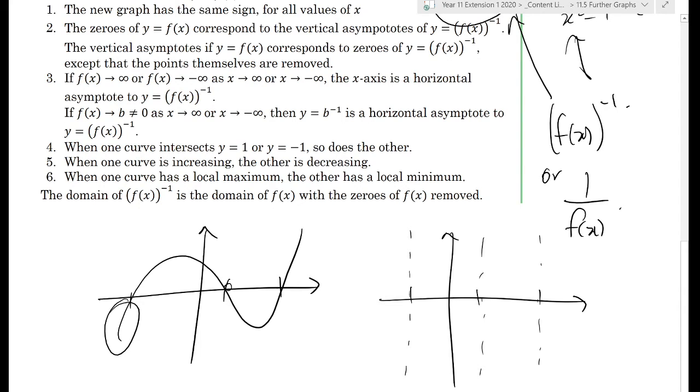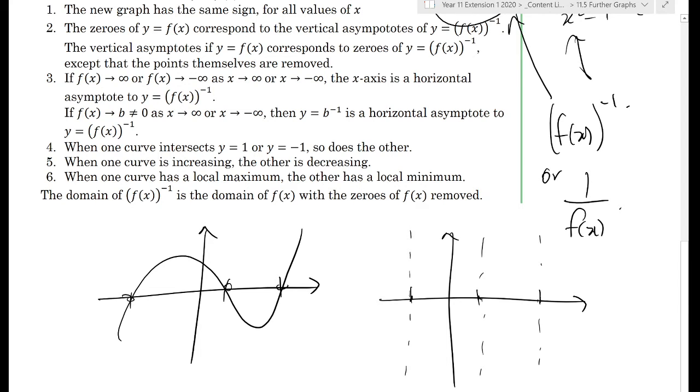So here are my zeros, 1, 2, and 3. Okay, so that corresponds to my vertical asymptotes, 1, 2, and 3. If f of x is approaching infinity, or f of negative x is approaching infinity, as x approaches infinity or x approaches negative infinity, the x-axis is a horizontal asymptote to f of x, or the inverse of f of x.